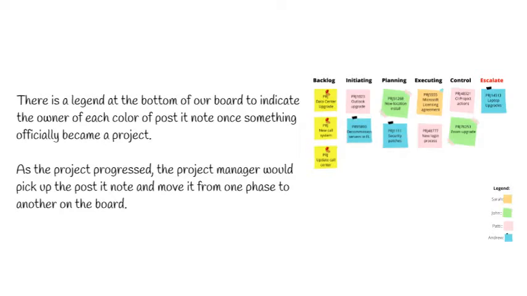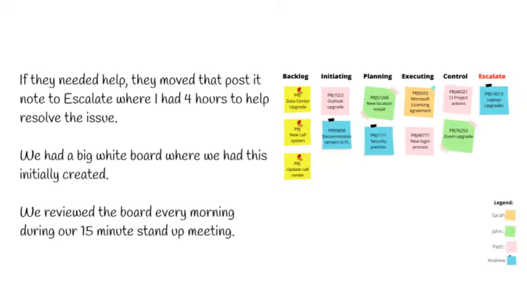As the project progressed, the project manager would pick up the post-it note and move it from one phase to another on the board. If they needed help, they moved that post-it note to escalate, where I had 4 hours to help them resolve the issue. We had a big whiteboard where we had this initially created. We reviewed the board every morning during our 15-minute stand up meeting.